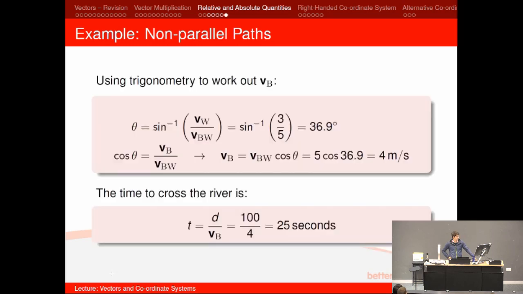And then there's a nice little question, the time to cross the river. So we know the distance is 100 meters. We know it takes 4 meters per second. That's 25 seconds then to cross the river.